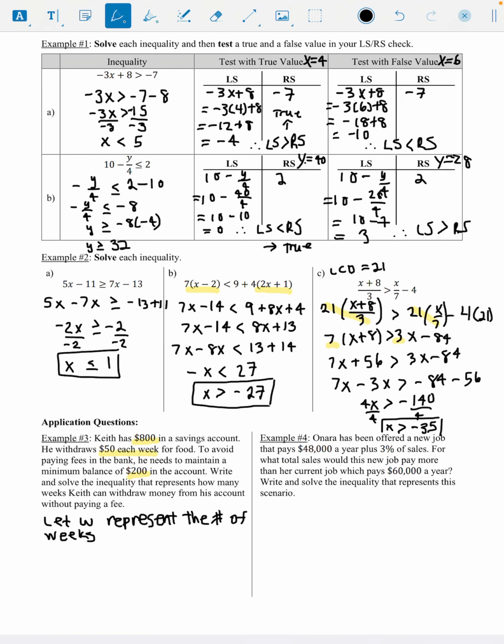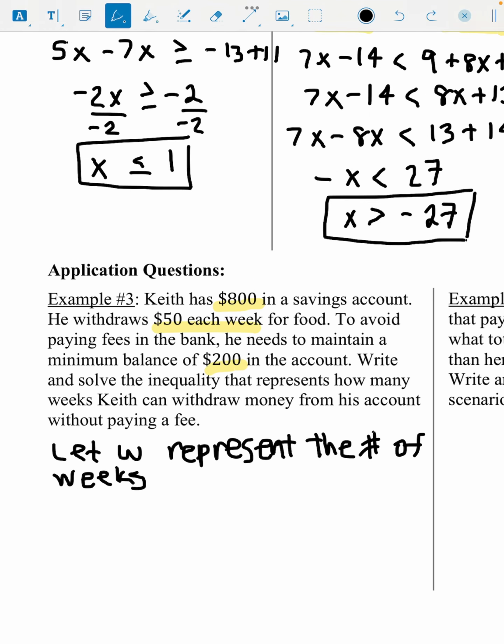So I want you to try to solve this inequality by yourself. So just pause the video, try to set up the inequality and solve it, then unpause it when you want to check your answer. So it says that Keith has $800 in a savings account and he withdraws $50 each week for food, but he needs to maintain a minimum balance of $200 in the account. So that means that he can have $200 in the account, but he can't go under $200.